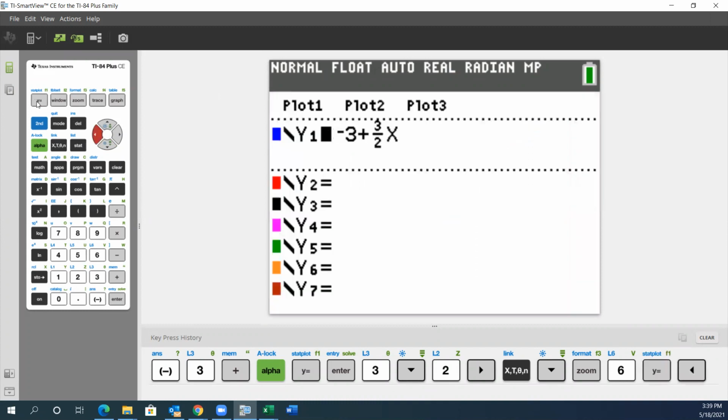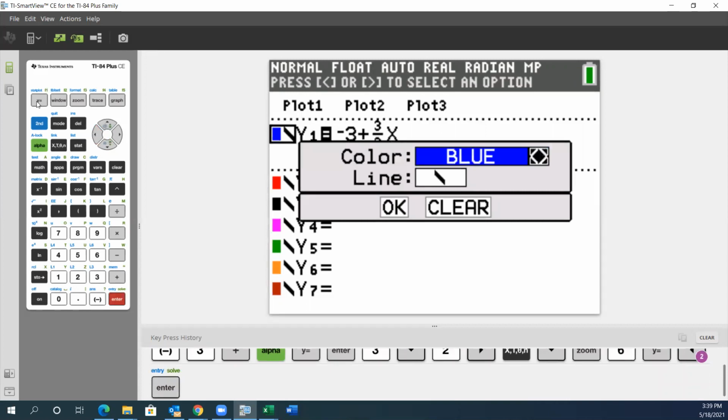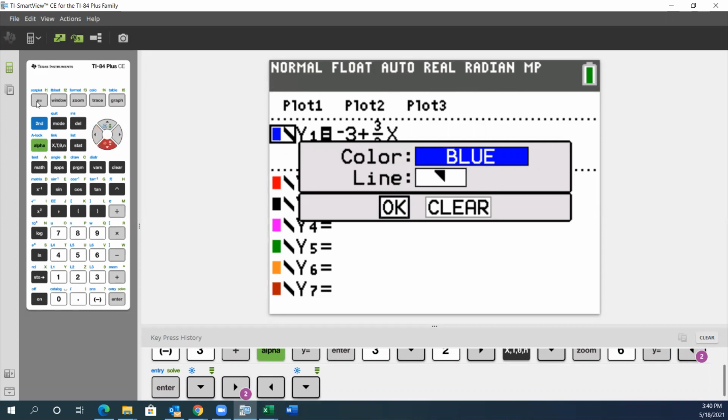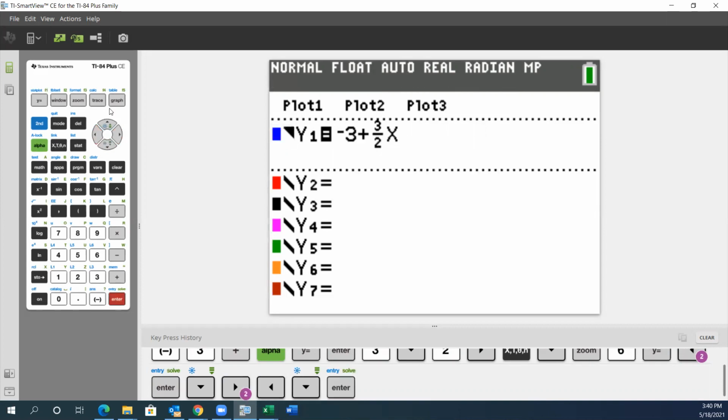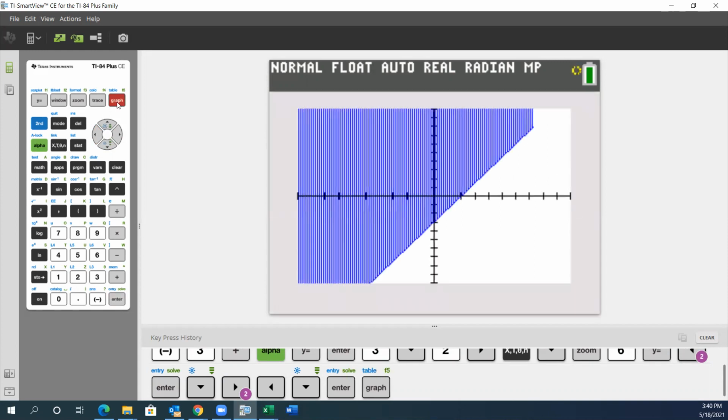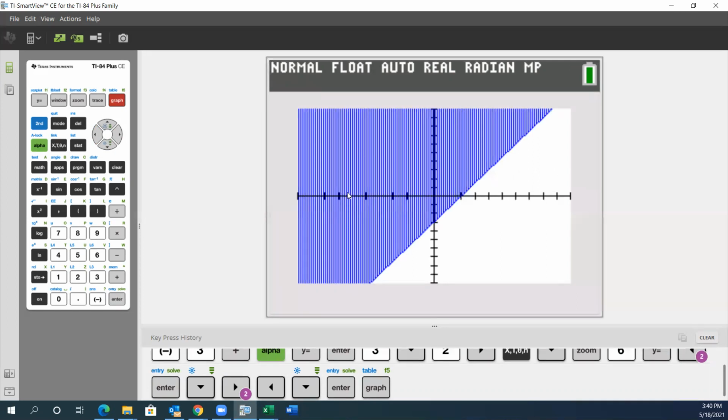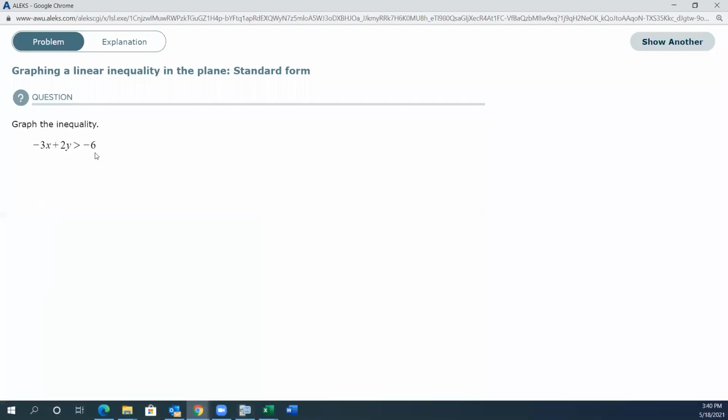So if I go to the left of Y1 and hit enter, if you have a black and white calculator, you're just going to use the left and right arrows. But if you have the color one, it looks like this. Then I will go down here to line and use the right arrow to get that symbol. That means shade above. If I hit it again, it means shade below. All right, so then I'm going to do that. So now instead of just drawing a line, it'll shade above and give me what my solution set looks like. So any point in this shaded region plugged in for X and Y here is going to give you a true statement.